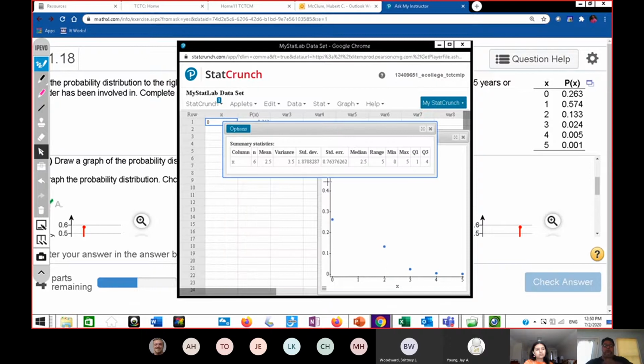Jot down those answers, and we'll see. All you're interested in is the mean, 2.5, and the standard deviation, 1.9. That's all you care about for this test. Mean and standard deviation. So write those down. Y'all got those two down? Somebody say yes so I can go on. Yes. Okay, thank you.